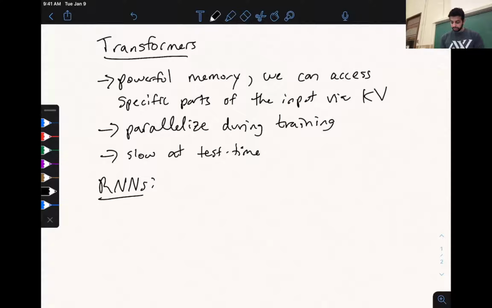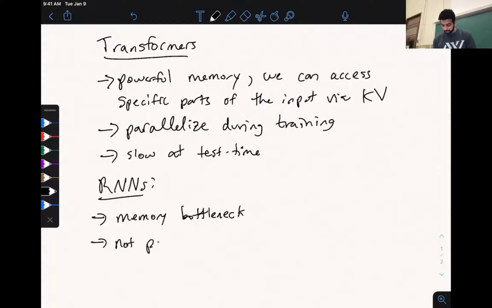Okay, so some issues with RNNs, right? Unlike the transformer, it has this memory bottleneck. So especially for longer sequences, we are kind of just shoving all of the information that is relevant into a single fixed dimensionality vector. And it might be very difficult to represent long and complicated sequences in this way. It might also be difficult to pick and choose information from well in the past if it's not well represented in that context. Unfortunately, it is also not parallelizable.